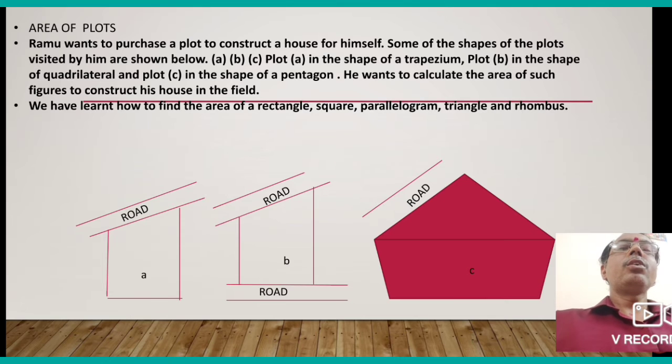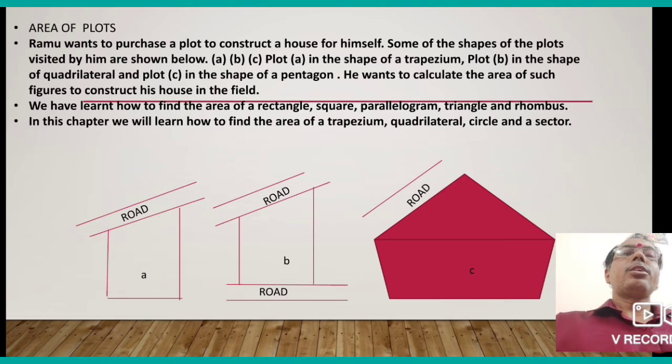Okay, now we have learned how to find the area of rectangle, square, parallelogram, triangle and rhombus in lower classes also. Now in this chapter we will learn how to find the area of trapezium, quadrilateral, circle and a sector.